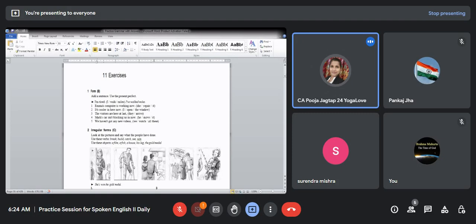Exercise Part B. Add sentences, use the present perfect. I am tired, I have walked miles. Ima's computer is working now. She has repaired it. Okay, this is what we have to make. So this sentence is okay. I will open the answer sheet. She has repaired it. Yes, right.